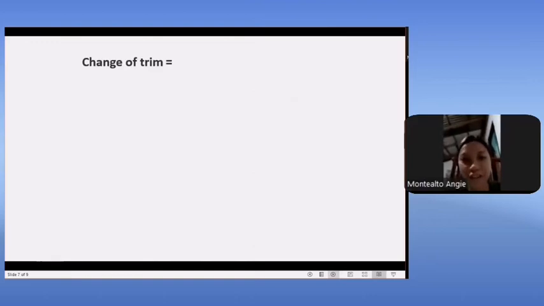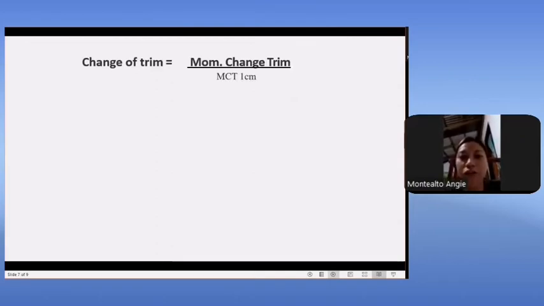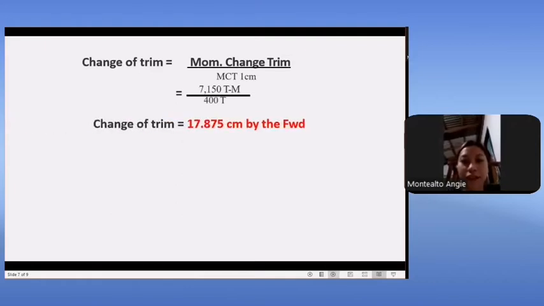So, good day, everyone. Today, we're going to solve for change of trim. To get the change of trim, we use the formula, which is moment change of trim over MCT 1 centimeter. So our moment change of trim is 7,150 tonne-meters over 400 tons, which is given. So we divide it, and we get 17.875 centimeters by the forward.